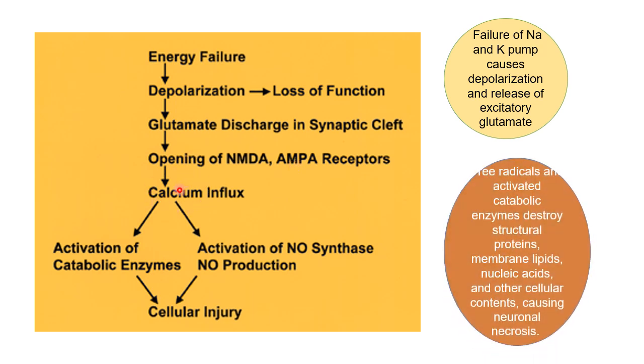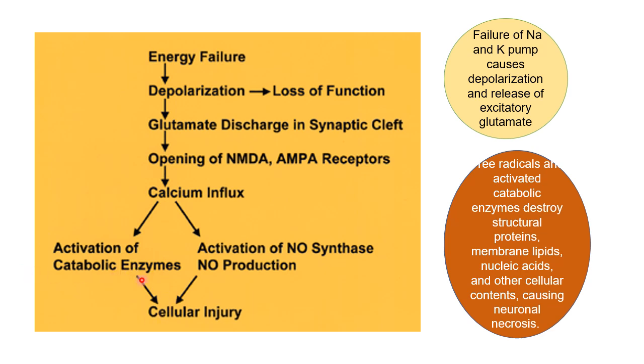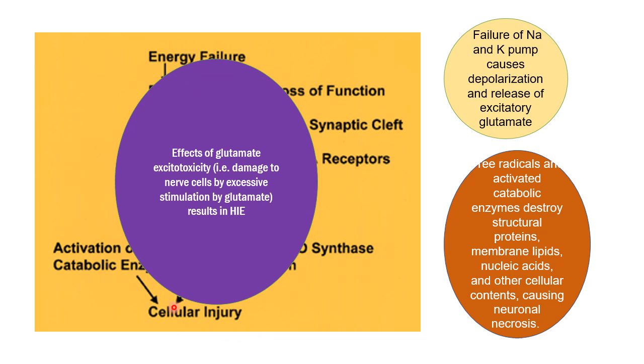The calcium influx is responsible for the activation of catabolic enzymes and activation of nitric oxide synthase and nitric oxide production, generating free radicals. Activation of the catabolic enzymes causes destruction of the membrane lipids and nucleic acids, subsequently resulting in neuronal necrosis or cell injury. This basically happens because of glutamate excitotoxicity, and that is what results in hypoxic ischemic encephalopathy.